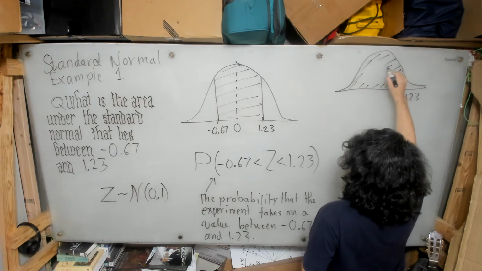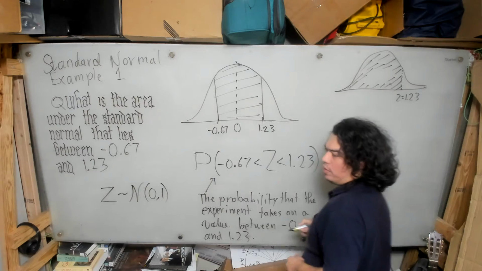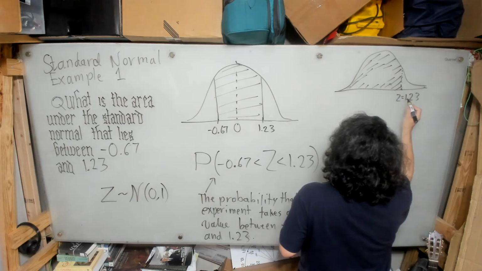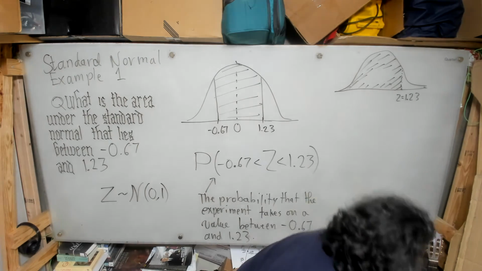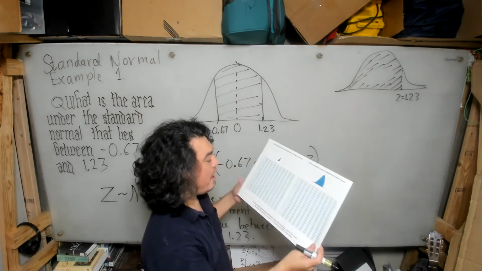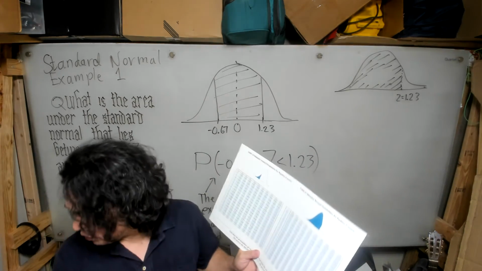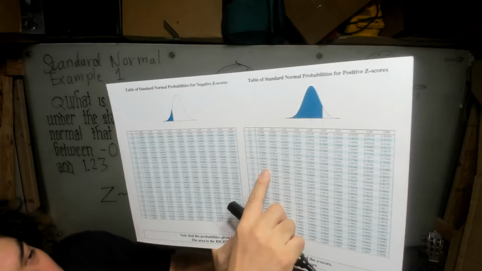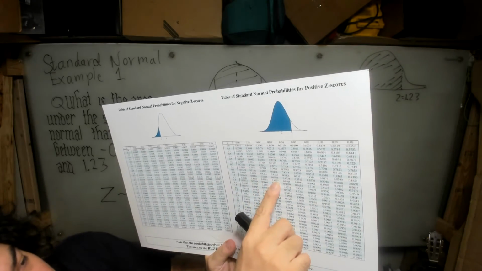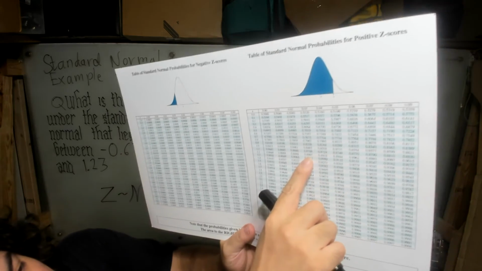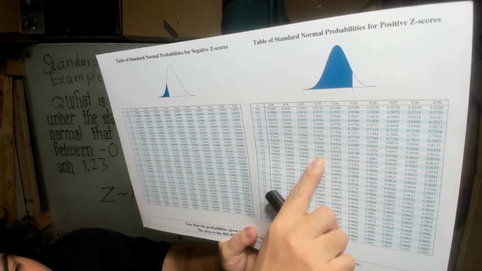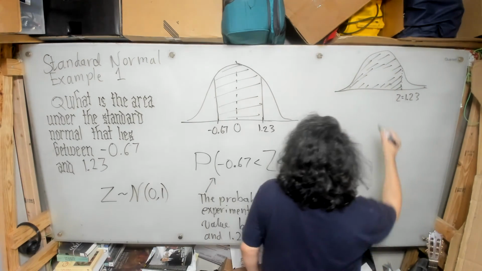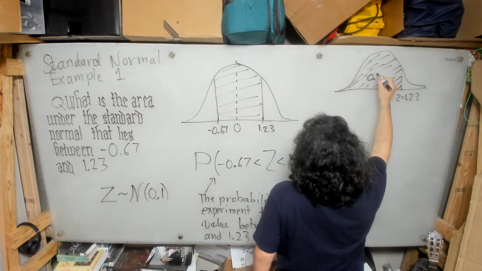I want you to start looking for that in the standard normal table. That's 1.23 right there, right? Now I'm going to look at it in my table. I know that at 1.2 and then 3, the area underneath the curve and to the left is 0.8907. So this area is 0.8907.